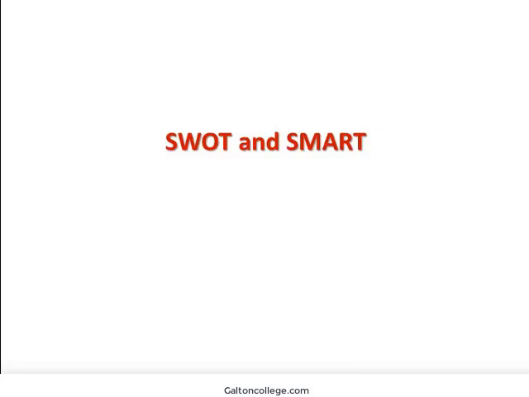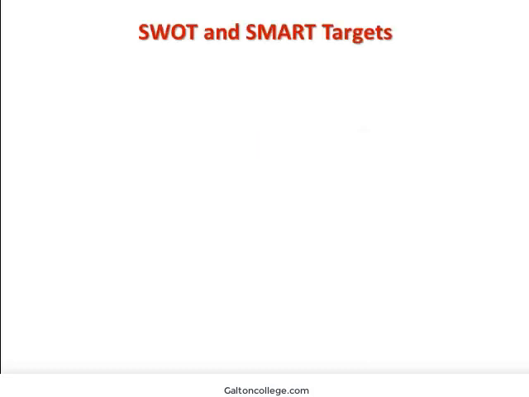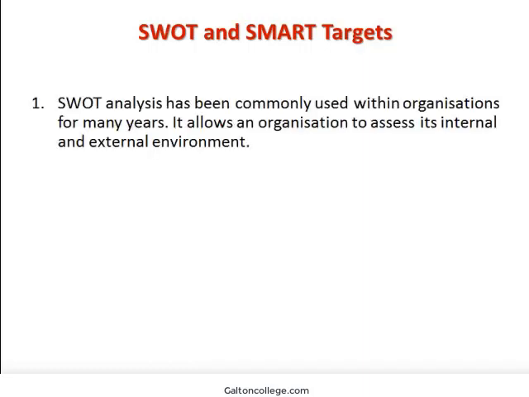In this video we want to talk about SWOT and SMART and look at these terms in the context mostly of the HR function within business. So let's start by talking about the SWOT and SMART targets. Well, SWOT analysis has been commonly used within organizations for many years. It allows an organization to assess its internal and external environment. SWOT means strength, weakness, opportunities and threats.